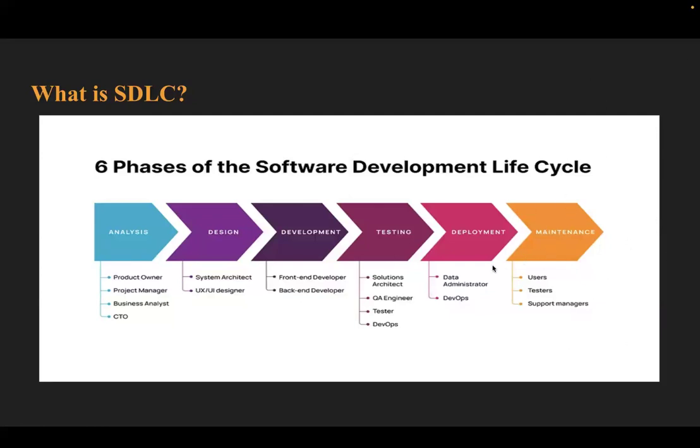Now the important phase for us, because our Docker and Kubernetes come under the deployment phase of the SDLC process, is deployment. We are going to deploy our applications as Docker containers and in the Kubernetes cluster. So that's the important phase for us.